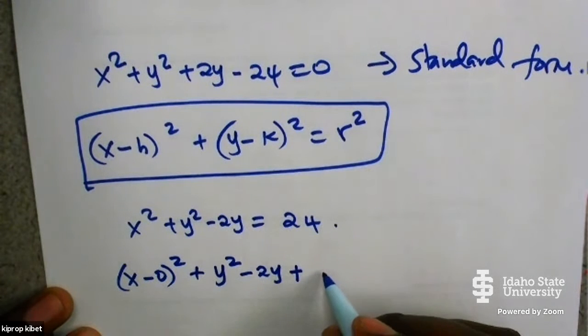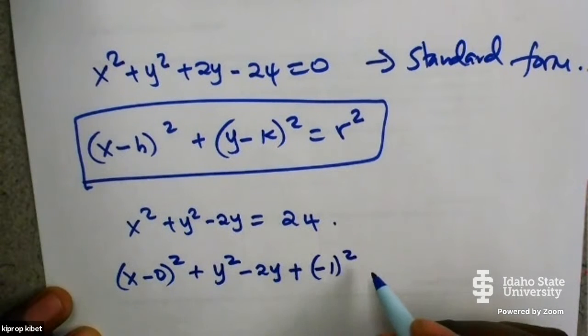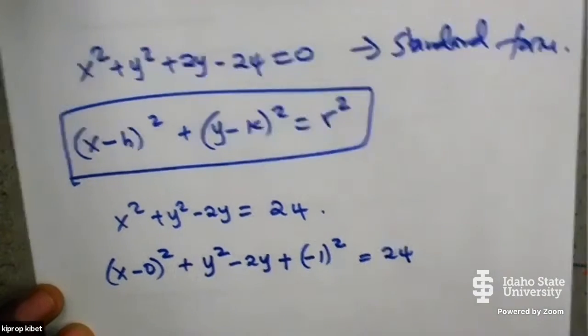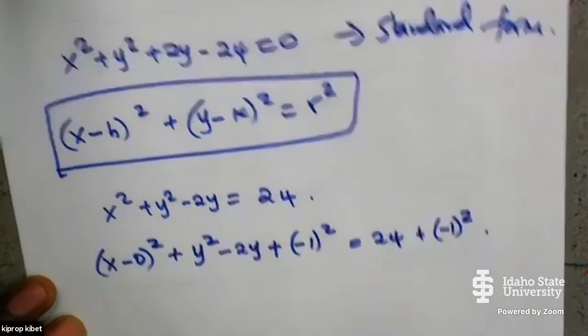So 1, right? And there is a minus here, so minus 1, and then we do square equals to 24. What we do here, we do on the other side: plus minus 1 square.